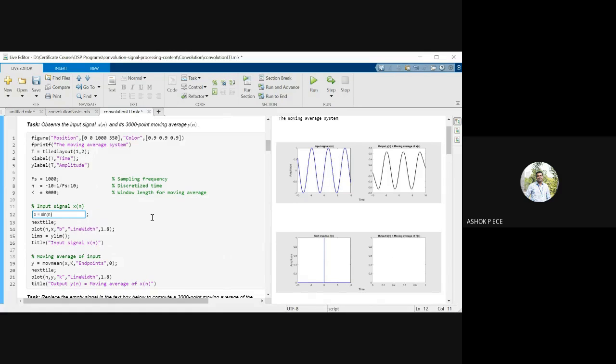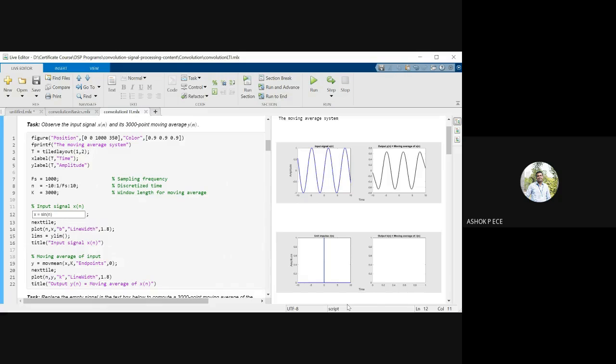This is a simple LTI system. You know what is meant by LTI? LTI means linear time invariant system. So it obeys the properties of linearity and time invariance. Linearity means when you add two inputs and give them to the system, the output will also be the addition of the outputs. Time invariant means if you shift time, the system is invariant to time.